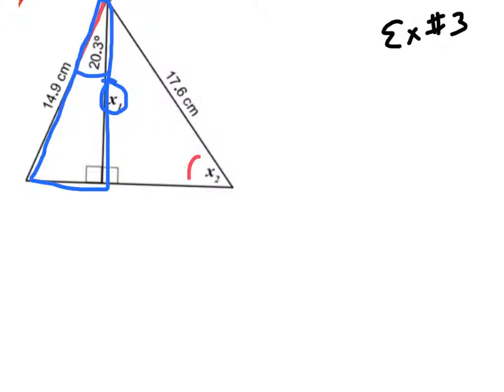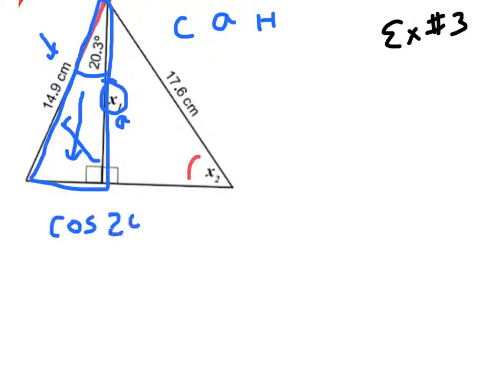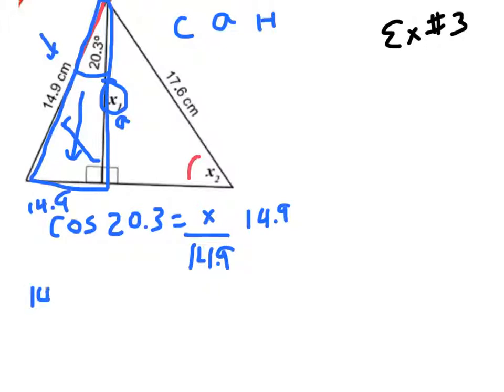I am using this angle, this side, which is adjacent, not opposite, because it's not across from the angle. And I'm using this side, which is hypotenuse, because that's across from the right angle. So adjacent and hypotenuse is CAH, SOHCAHTOA. So the cosine of the angle, 20.3, equals adjacent, which is I don't know, over hypotenuse, which is 14.9. I'm going to cross multiply both sides by 14.9, and I get 14.9 times the cosine of 20.3.